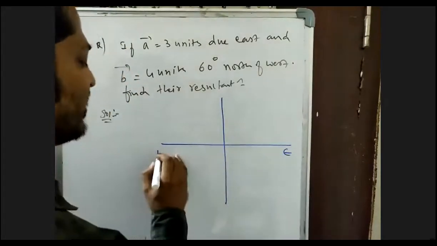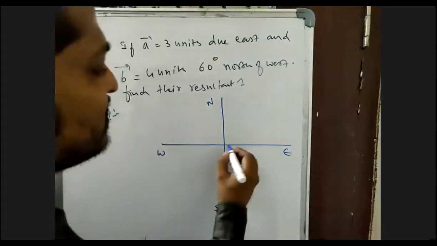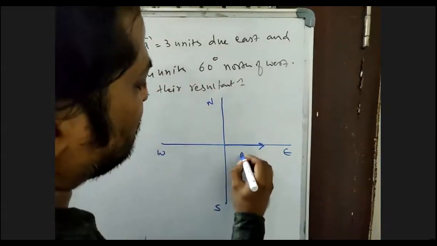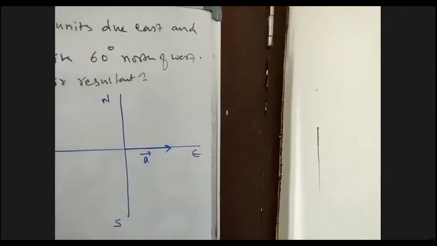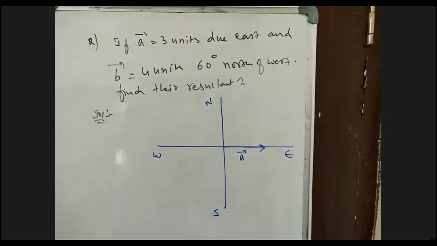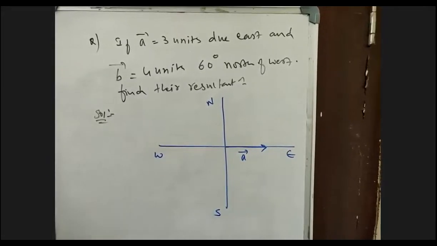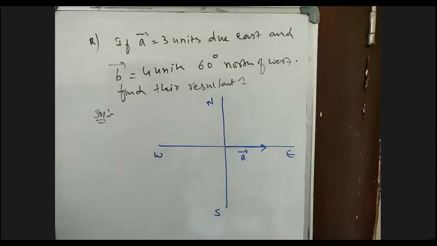East, west, north, south. A bar is 3 units due east. This is the A bar. Sir, the angle theta is 120. Very good. Excellent. 120 is the angle. Now where is B bar? B bar is 4 units, 60 degrees north of west.